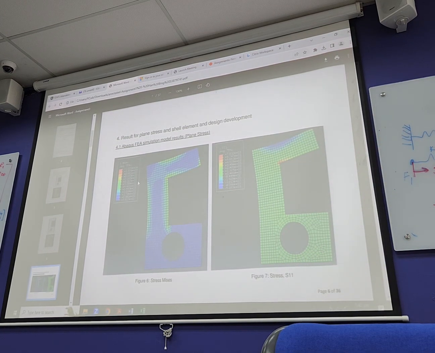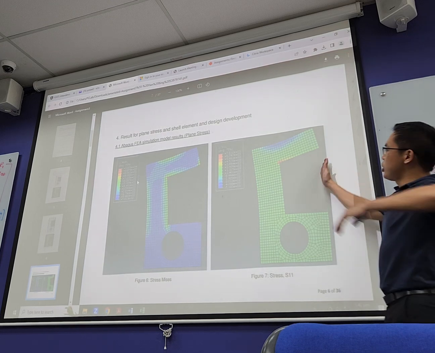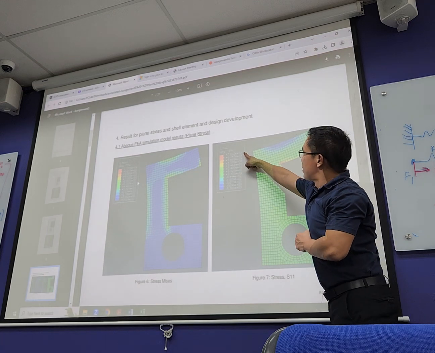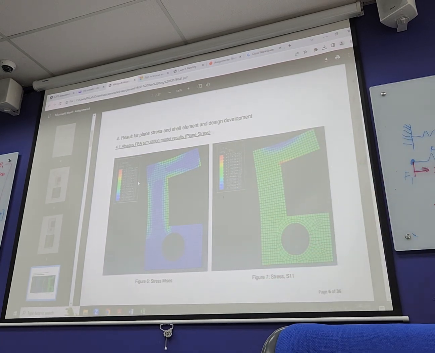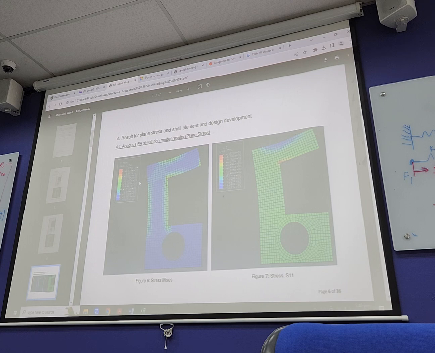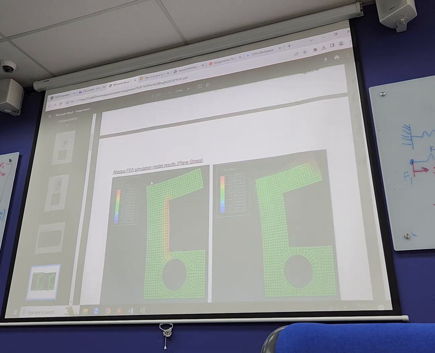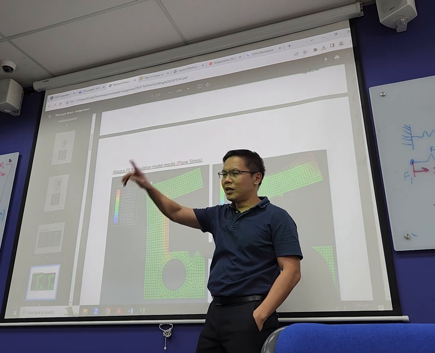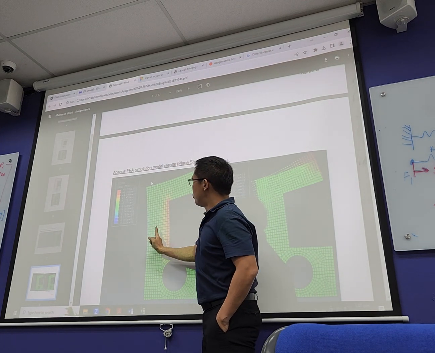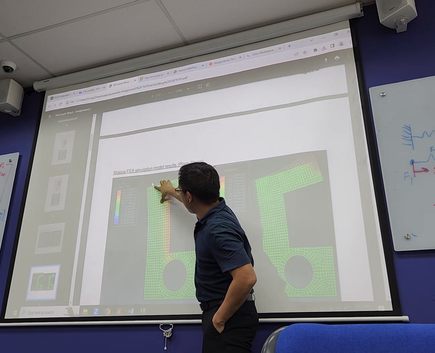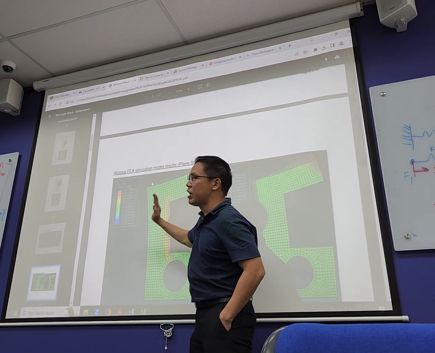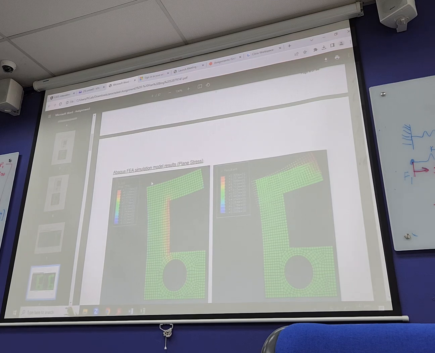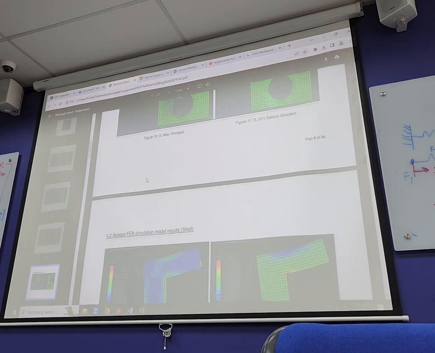Imagine I push it up. Here will be compressive, here will be tensile. The sign convention is important. S22 is the stress in the vertical direction. Same thing when you have a rotation here: one will be positive, one will be negative. All these things I expect you to elaborate in your report.